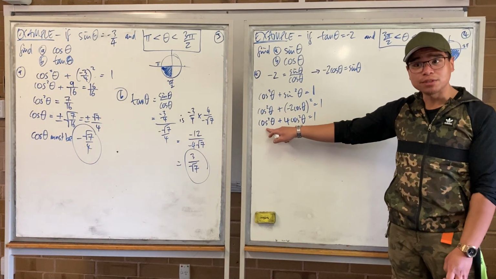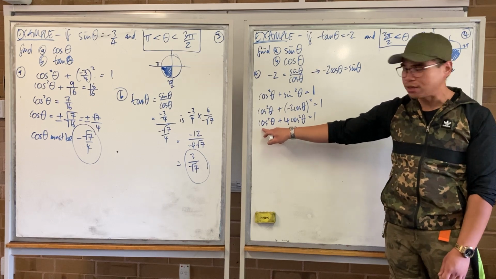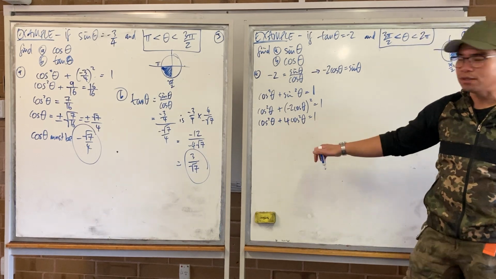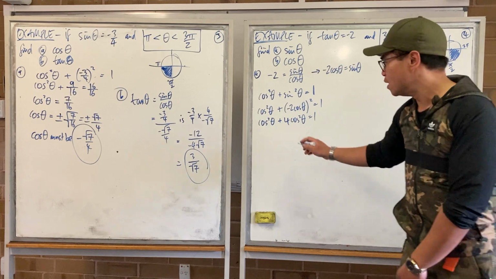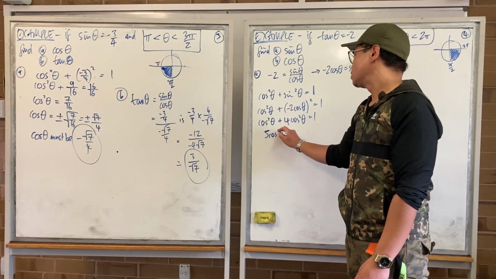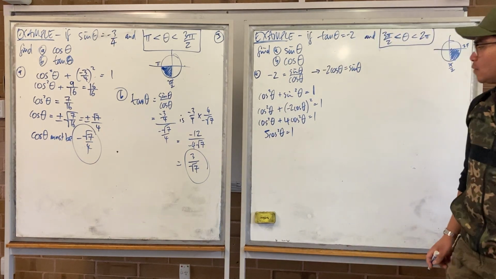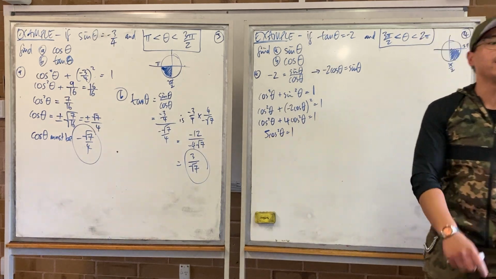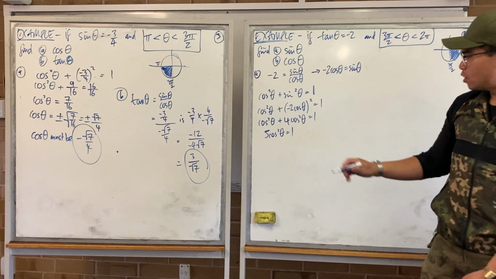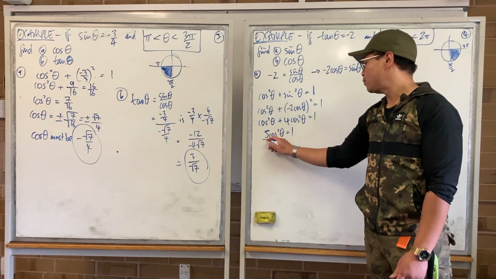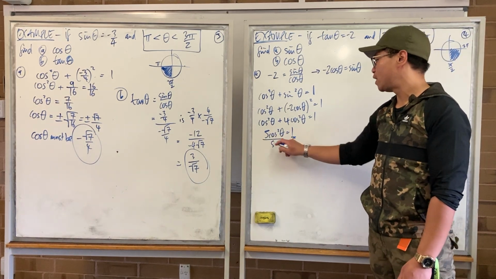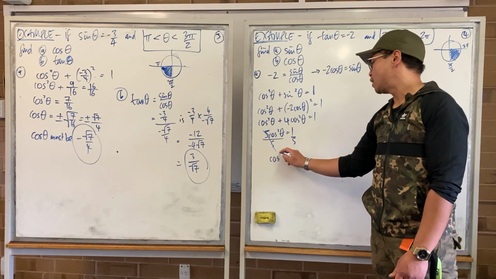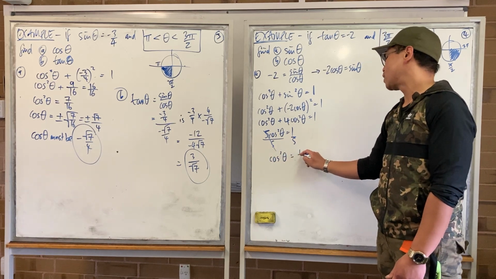Do I have like terms here? Yes. I have 1 cos squared theta, and how many cos squared thetas do I have here? 4. So how many cos squared thetas do I have on the left hand side? 5 cos squared theta is equal to 1. I want cos theta by itself, so I need to get rid of this 5. What's the 5 doing? Timesing. What's the opposite of timesing by 5? Divide. Divide both sides by 5, that cancels. Cos squared theta is equal to 1 on 5.